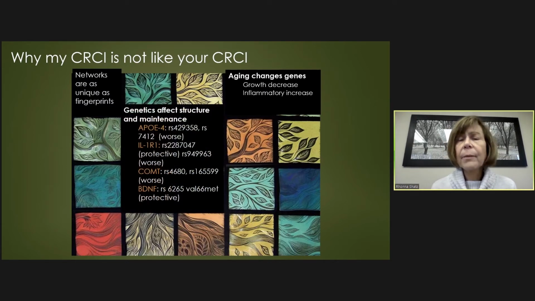Genetics affect the structure and maintenance of our brain networks. For example, apolipoprotein E4 has variants that make cognition worse. There are protective factors. One of the inflammatory factors, interleukin 1R1, is protective, whereas another one is going to make our cognition worse because of excess inflammation. There are variants in chemical messengers that will influence the action of networks. One of these for dopamine, called COMT, has a variant that makes cognition worse.